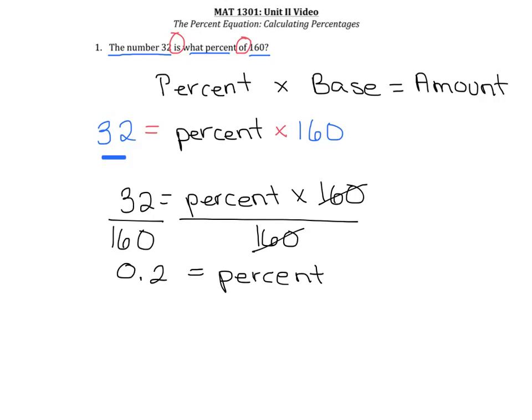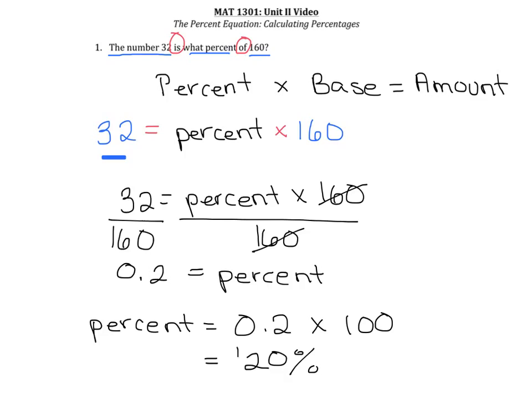Now I want to write this as a percent. So to convert the decimal into a percent, I need to take the decimal and multiply it by 100. So my answer becomes 20%. Therefore, the number 32 is 20% of 160.